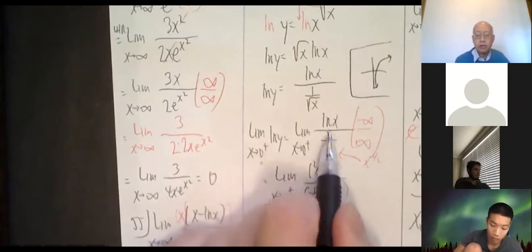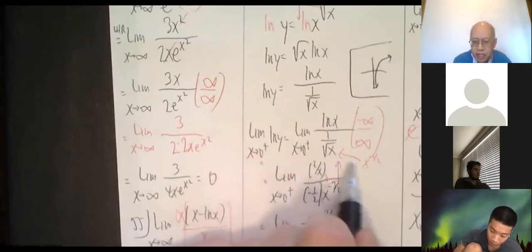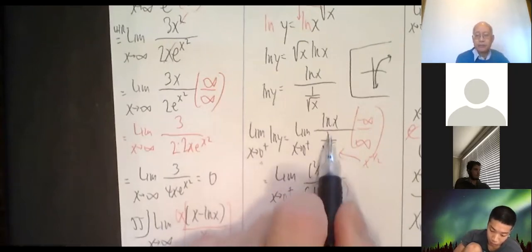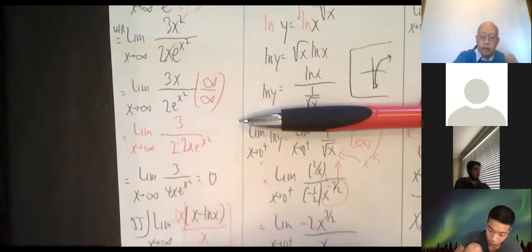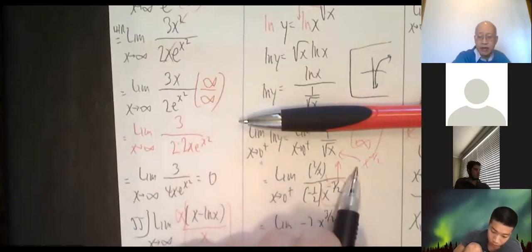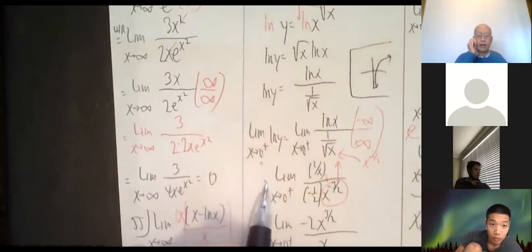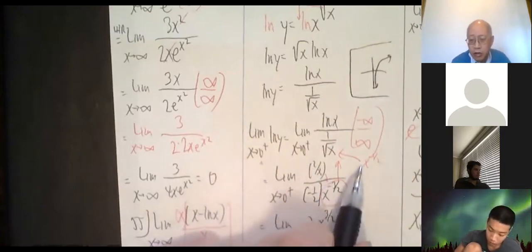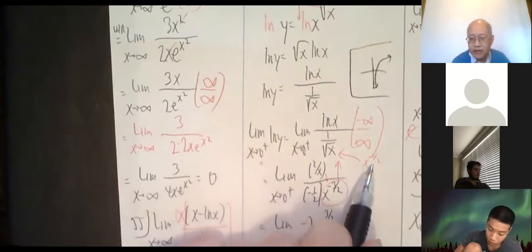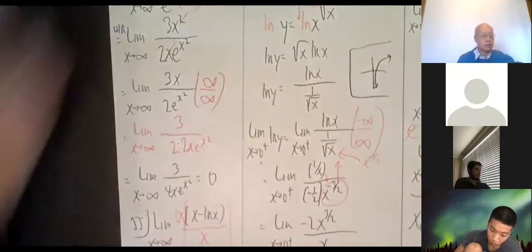Okay, so the derivative of the top is very easy, 1 over x. For the bottom, you have to treat this as x to the negative a half. Just right here. 1 over radical x is x to the negative half. All right, so by L'Hopital's rule, I now have the limit as x approaches 0 from the right of 1 over x divided by, okay, so what's the derivative of x to the negative a half? Negative 1/2 x to the negative 3/2.